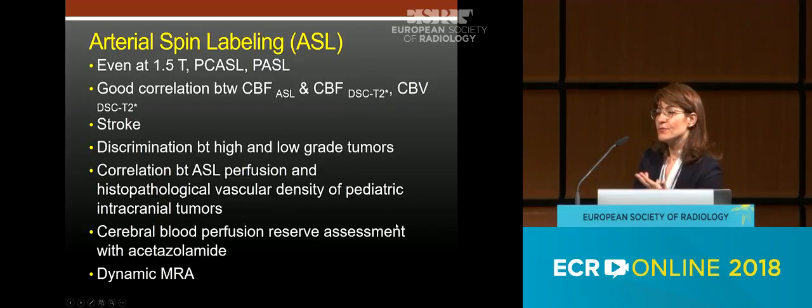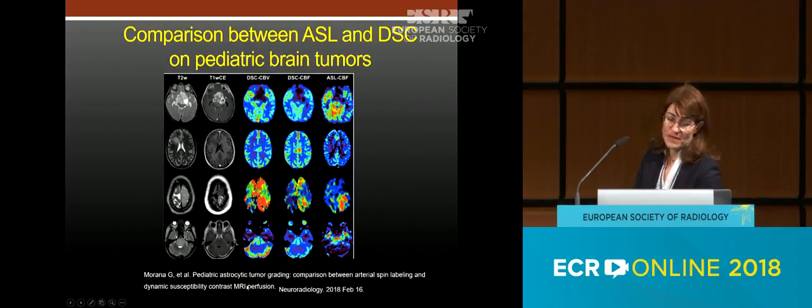However, it can also be used for imaging of the tumors, even discriminating between high-grade and low-grade tumors in pediatric brain imaging studies. There are even some authors doing some perfusion reserve assessment with acetazolamide or dynamic MR angiography. This is a very recent paper comparing ASL and dynamic susceptibility contrast imaging on pediatric brain tumors. Performed at 1.5 Tesla, we can see that there is a good correlation between the two perfusion methods using contrast and non-contrast techniques.